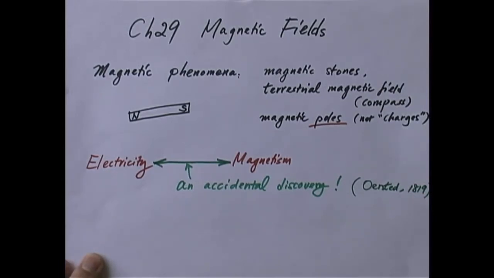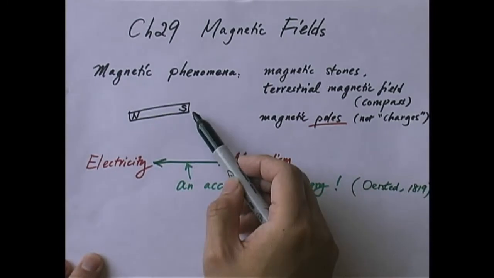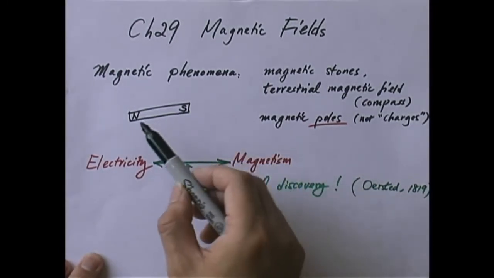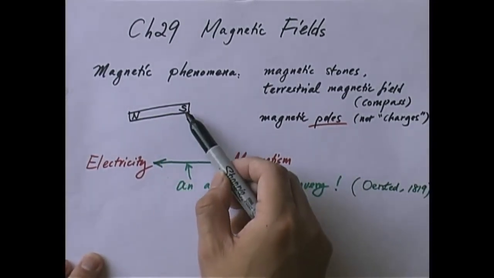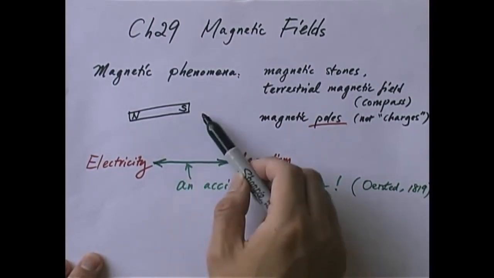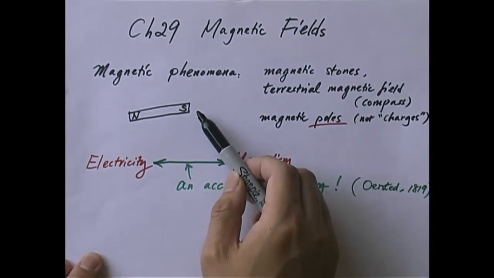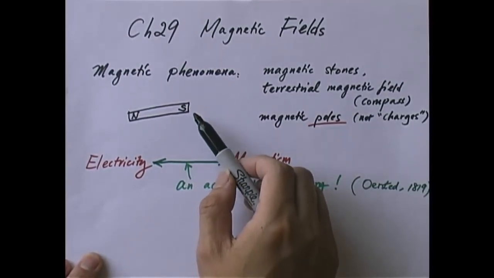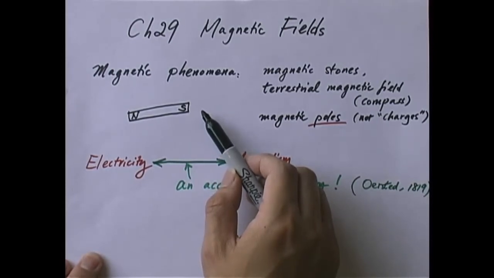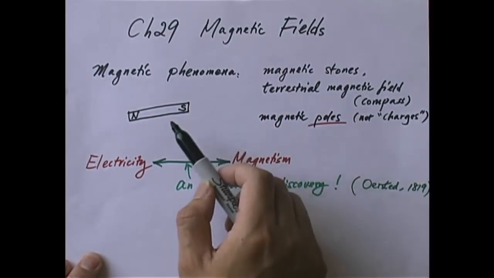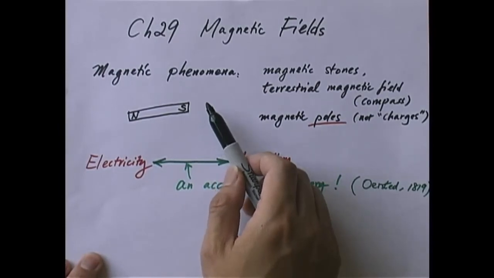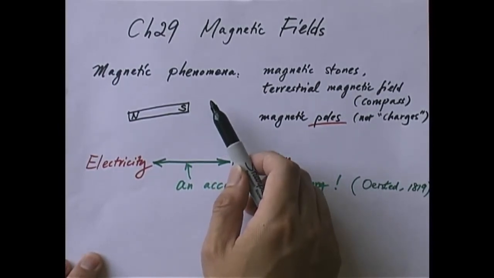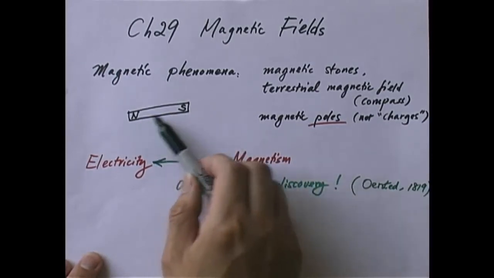And just like charges, these two different types of poles behave differently. Like poles repel, unlike poles attract, just like charges repel, unlike charges attract. So in this sense, it's kind of similar to the behavior of electric fields. But there is something very different between the electrical case and the magnetic case, in the sense that in the electrical case, it is possible to separate positive and negative charges. On the other hand, in the magnetic case, it is impossible to separate the north pole from the south pole.